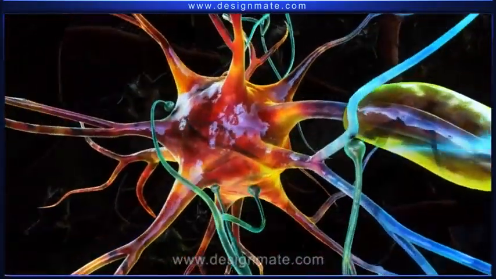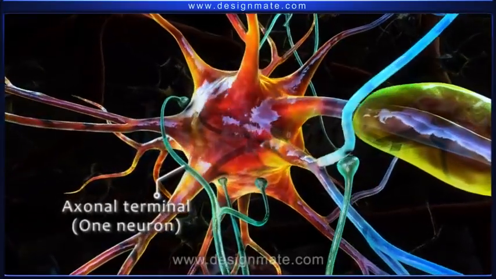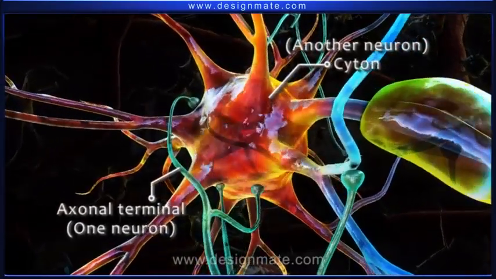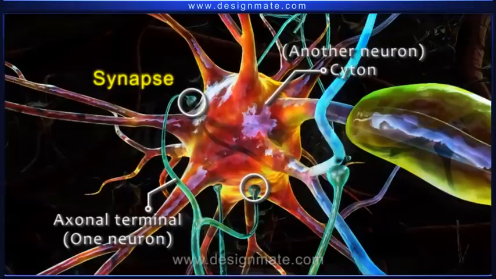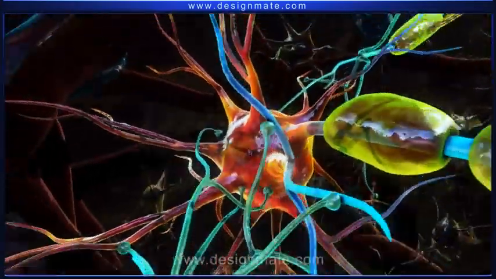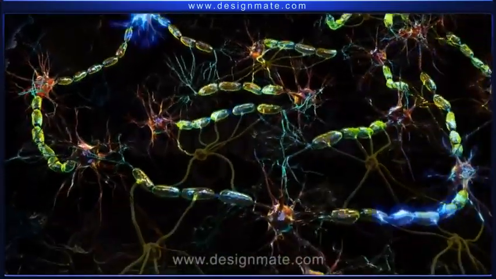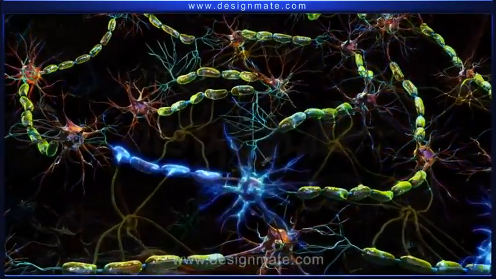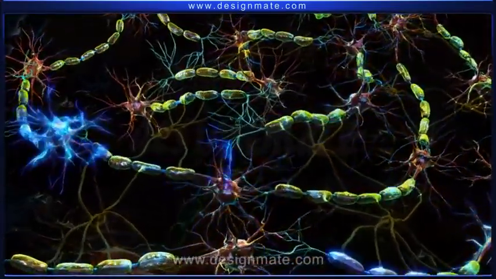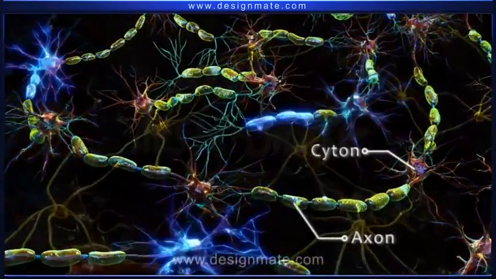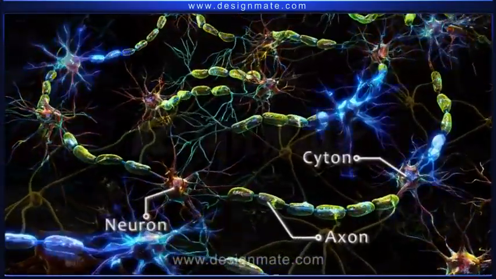The junction between the axon terminal of one neuron and the cyton of the other neuron is known as the synapse. Let us focus on the unidirectional movement of impulse through the neuron. A zoomed-out view shows that the impulse always travels from the cyton to the axon and then is passed on to the next neuron.